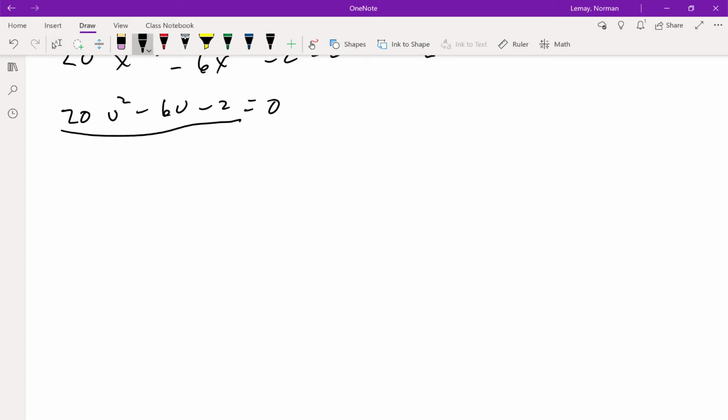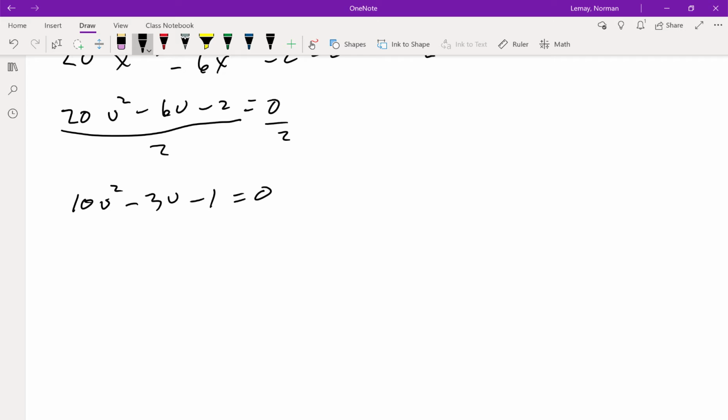So I just want to go ahead and divide both sides by 2. So I get 10u squared minus 3u minus 1 equals 0. Now I know you're probably asking, well, do I have to do that? And the answer is no. I like to just make my numbers smaller. They make life easier to deal with.